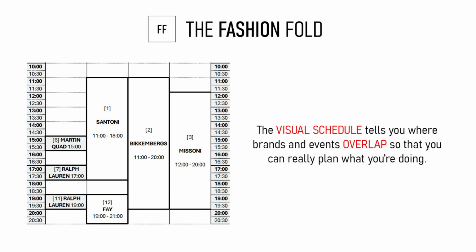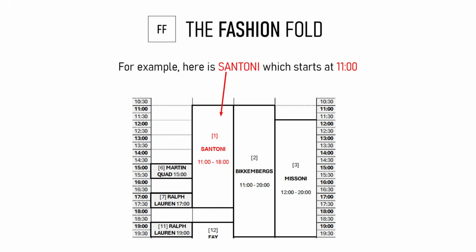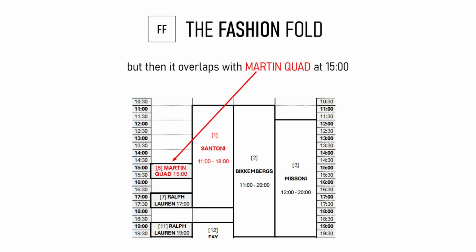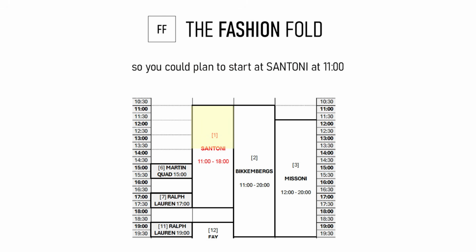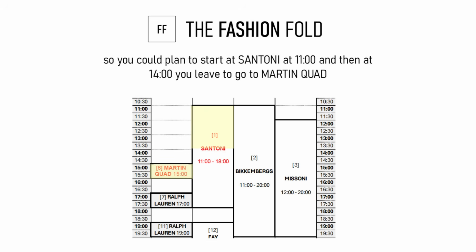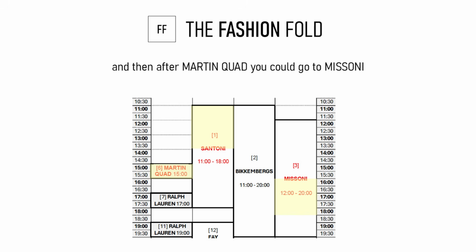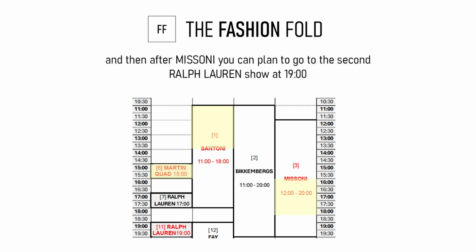The visual schedule tells you where events overlap so that you can really plan what you're doing. For example, here is Santoni, which starts at 11, but then it overlaps with Martin Quad at 3 and Ralph Lauren at 5. So you could plan to start at Santoni at 11, and then at 2 o'clock you leave to go to Martin Quad, and then after Martin Quad you could go to Missoni, and then after Missoni you can plan to go to the second Ralph Lauren show at 7.